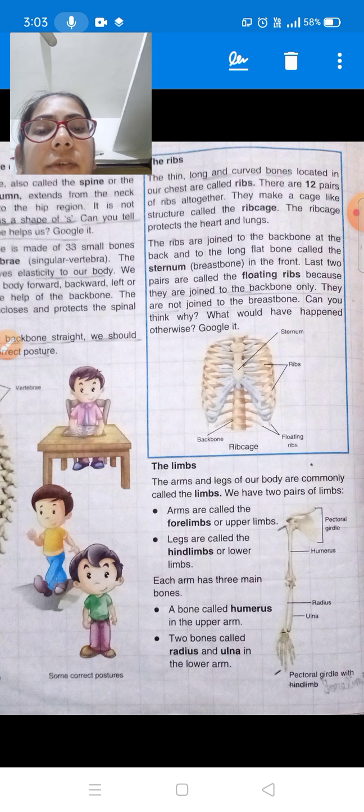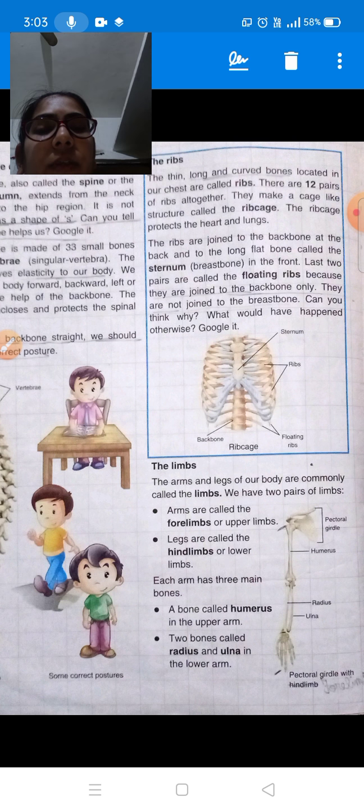And what is the function of the rib cage? Students, it protects our soft internal organs like the heart and lungs. Our heart and lungs are protected by this rib cage. Inside this rib cage, the heart and lungs are present.